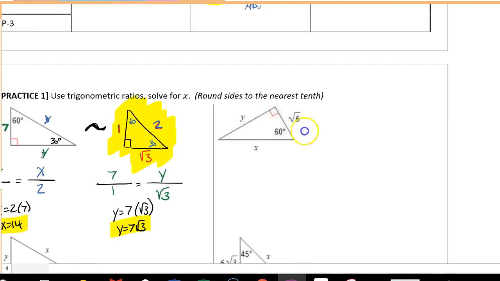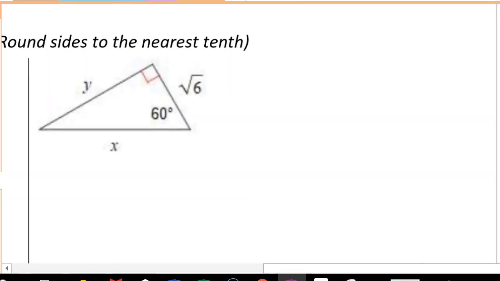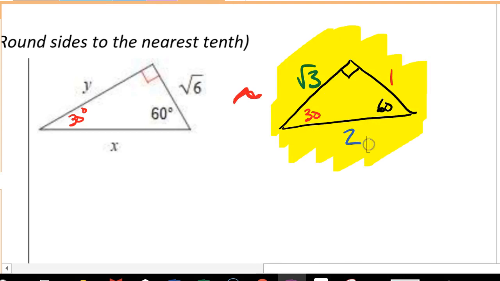Next question, we'll go ahead and do this. Once again, we have two unknown sides. We are given one angle and one actual side length. I do recognize that this is a 30, 60, 90 triangle, so I will draw a similar triangle to it. 30, 60, 90 triangle in the same orientation, 1, 2, root 3. I can now set up a proportion between my unknown sides and my known sides.